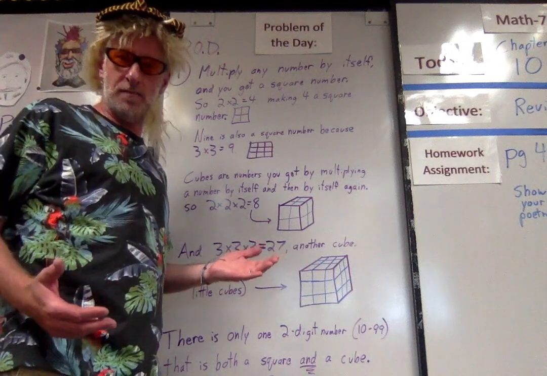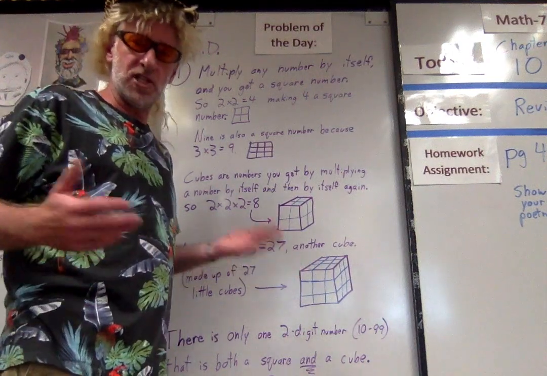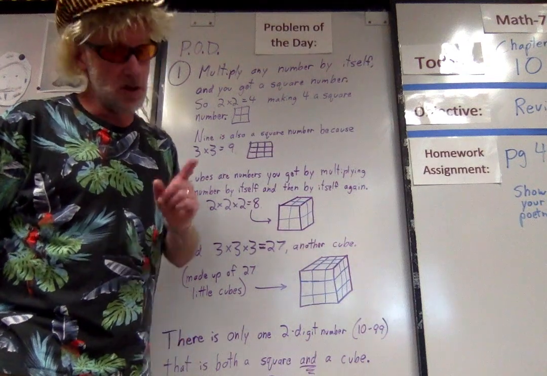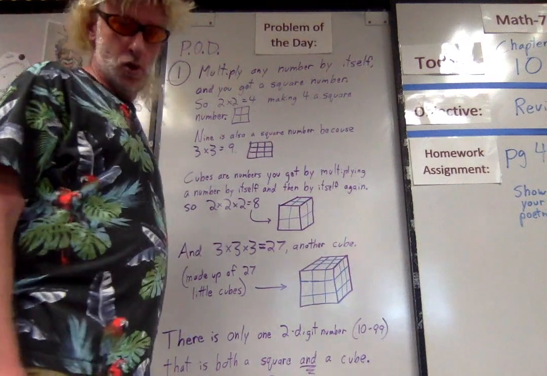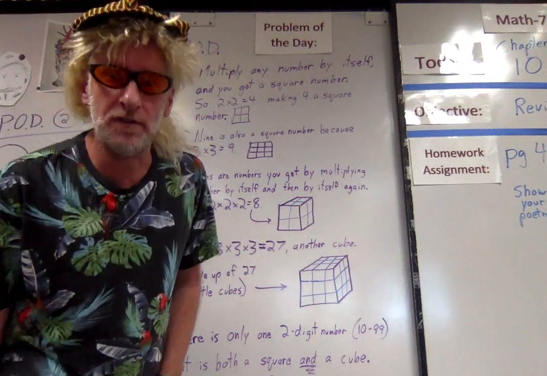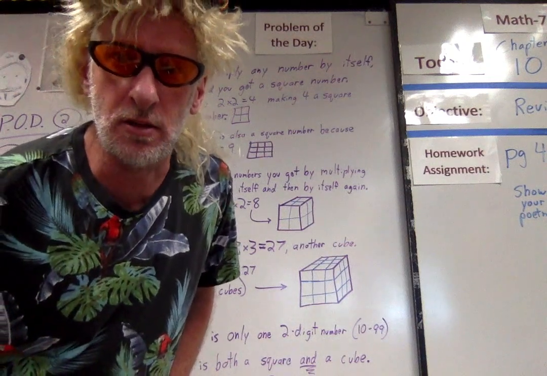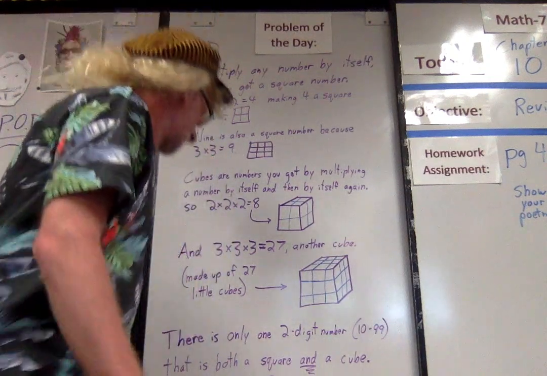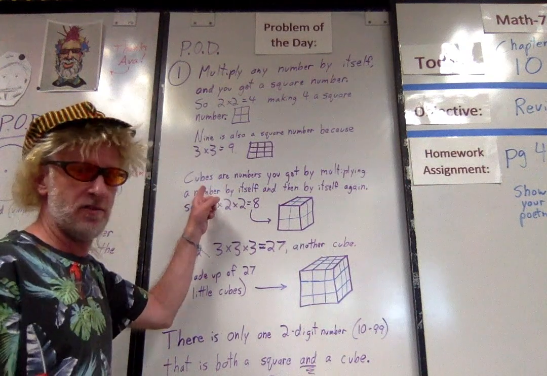Is 10 a square number? Of course not. No number times itself is going to equal 10. No whole number anyway. Nor 11, nor 12, nor 13, 14, 15... What about 16? Oh yeah, 16 is a square number. Well, let's keep going. Let's talk about our cubes, everybody.